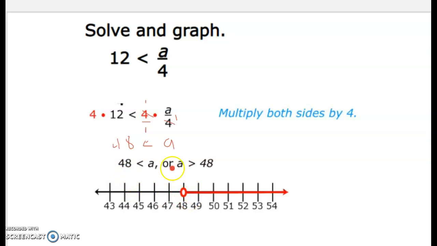When you plot the points, remember, as it said before, you're going to have an open circle, because an open circle means that the answer does not include 48, but it includes anything that is greater than 48. And so you will shade all the way to the right to represent greater than 48.